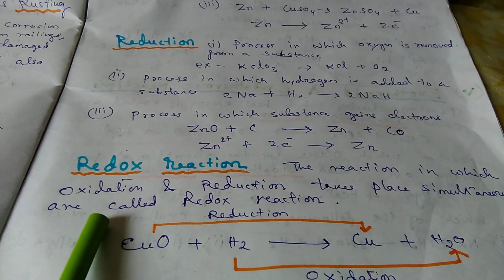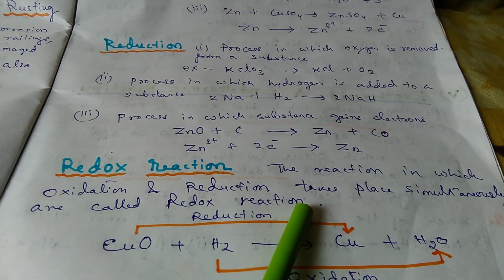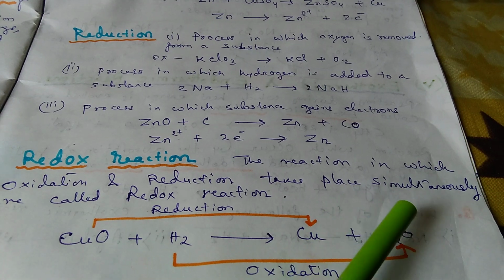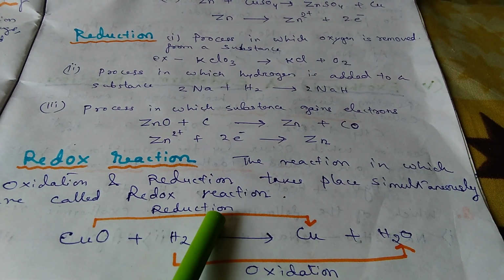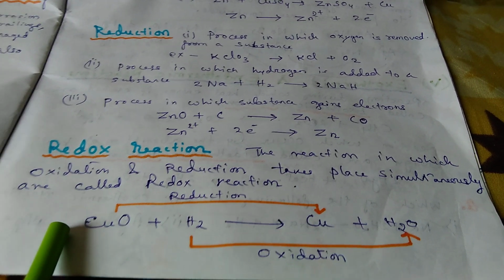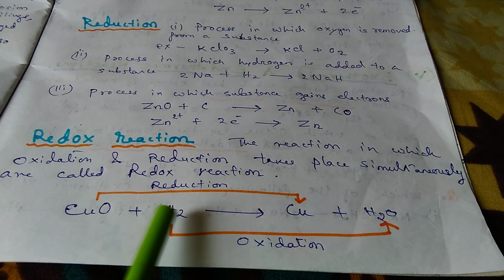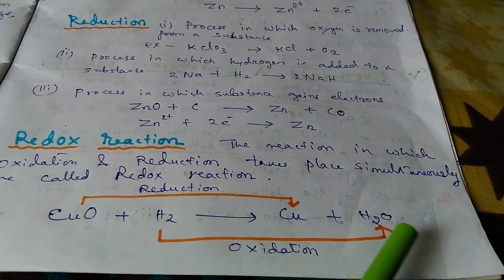Now come to redox reaction. What is redox reaction? This is a reaction in which oxidation and reduction take place simultaneously. That means in the same reaction both the cases happen, reduction and oxidation. For example, when copper oxide reacts with hydrogen, it forms copper and water.